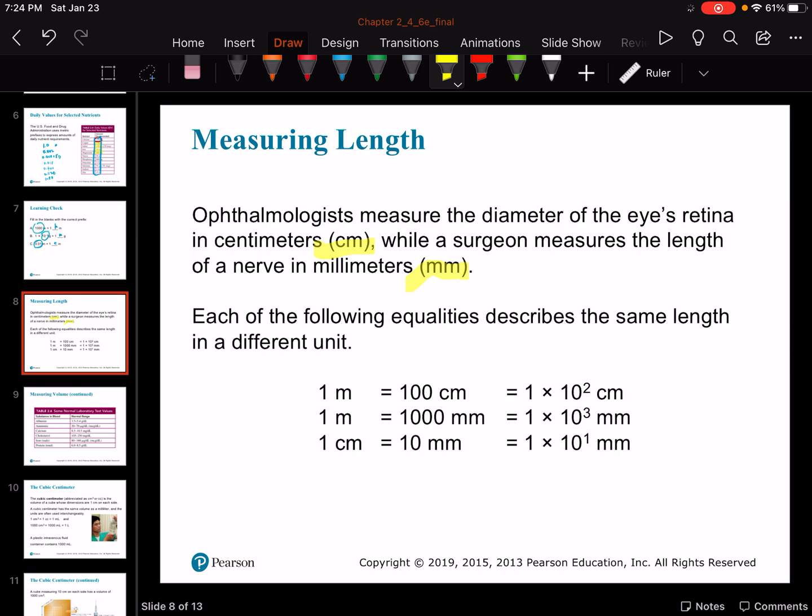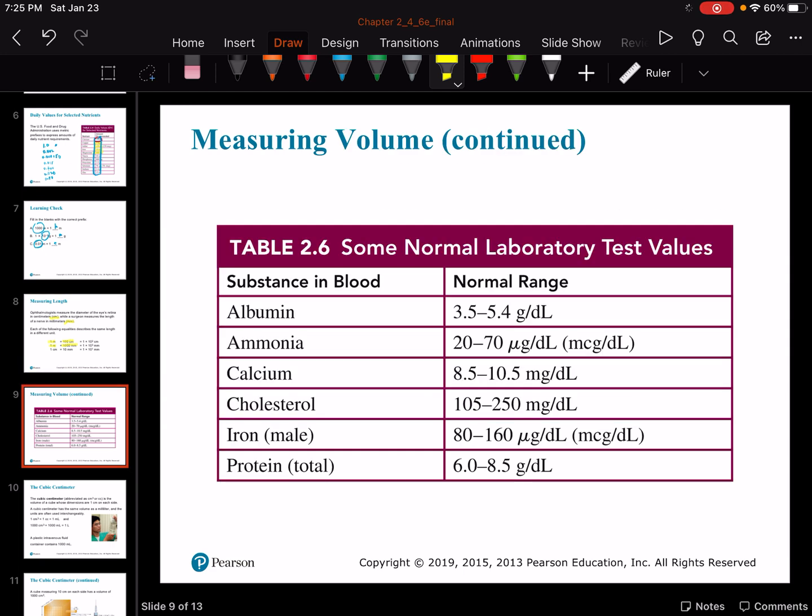So each of the following equalities describes the same length in a different unit. 1 meter is 100 centimeters, and 1 meter is 1,000 millimeters, right? So you can see why you wouldn't describe your path to school in terms of inches. You would describe the length of the path from your house to school, let's say, more probably in miles or kilometers, right? All right, so let's talk about volume then.